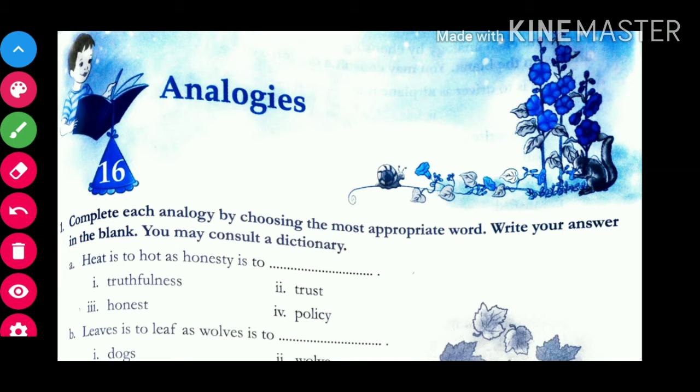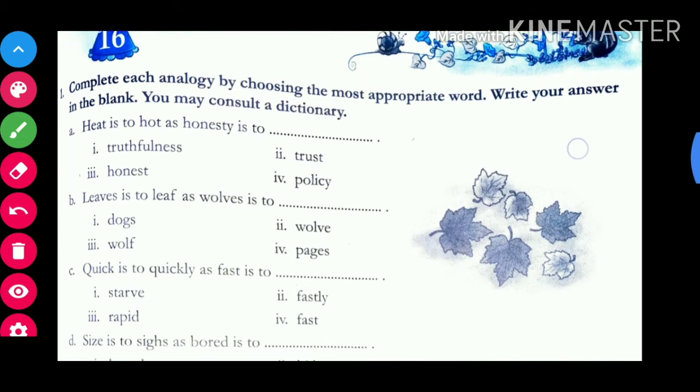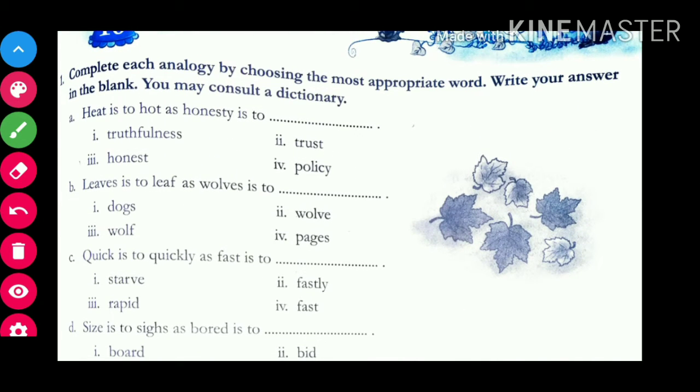So similarly, you have to do this in your grammar book as well. We have 3 exercises based on analogies. So let's begin. Let us take question number 1 first. Complete each analogy by choosing the most appropriate verb. Write your answer in the blank. You may consult a dictionary.